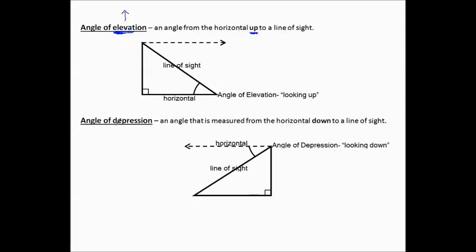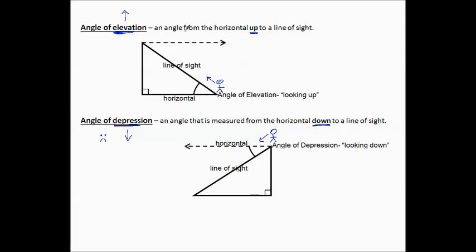Versus angle of depression. Think of depress, like when you're feeling depressed, or you feel down, looking down. Angle of elevation, looking up. So perhaps someone is standing lower than something and they're looking up towards something that is higher than they are. Angle of depression, perhaps someone is standing up high and they are looking down. The angle that is measured from the horizontal down to a line of sight.